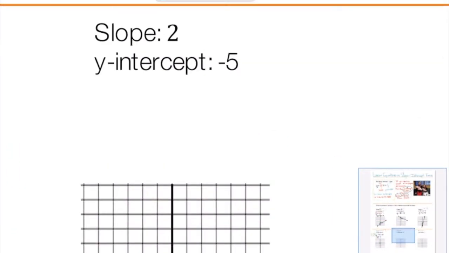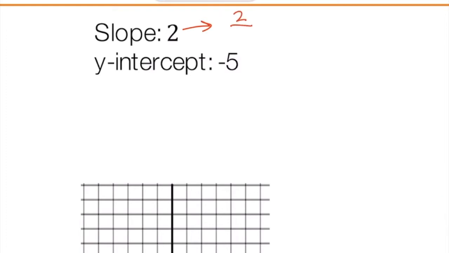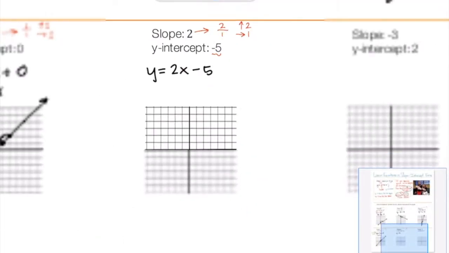All right, next, our slope is 2. Remember, we're going to rewrite that as a fraction, so it's going to be 2 over 1. What does that mean? The way we're going to move is we're going to go up 2, right 1, and then where we're going to begin plotting is at negative 5. Let's go ahead and write our equation. Y is equal to mx plus b, so the m is 2, and then it's going to be plus a negative 5 for the b value, so we can just put minus 5. So there's our equation.